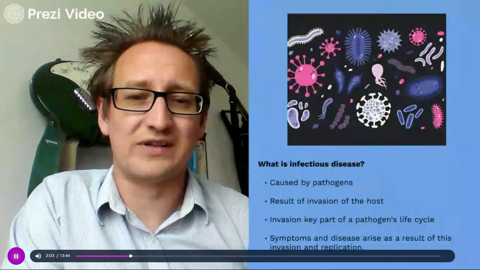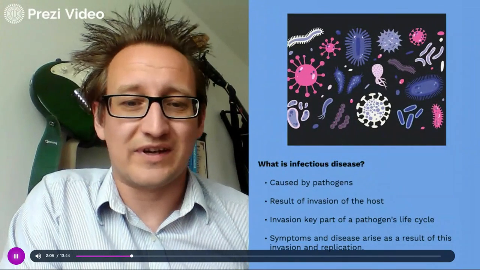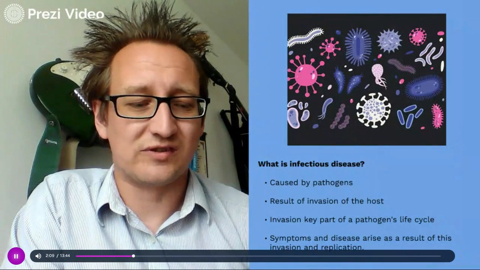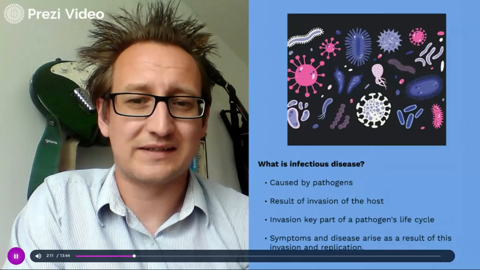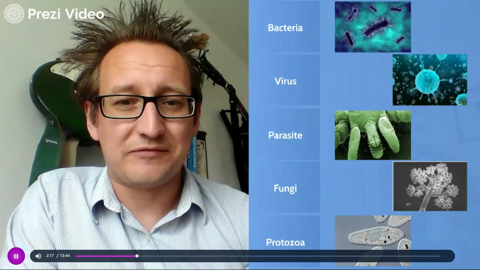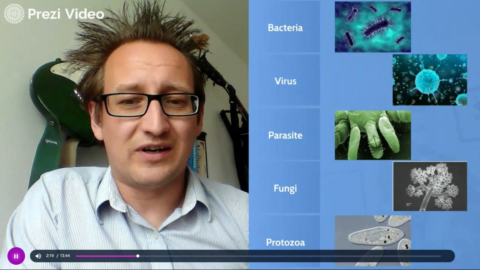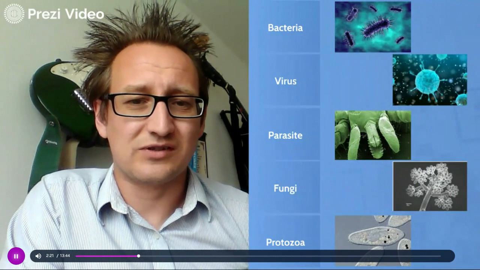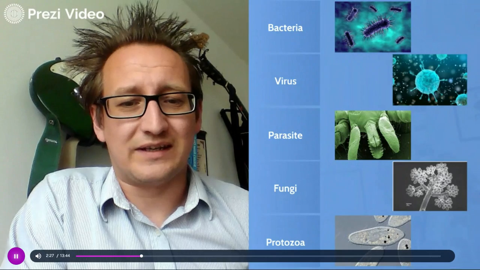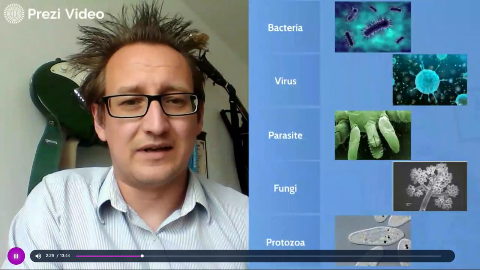Symptoms and diseases tend to arise as a result of the invasion and the replication process. And again, it's individual to each pathogen and the disease that you might select to study. So what are the different types of pathogen that we need to be comfortable with? Well, I'm going to list 5. You can break them down into smaller subsections if you want, but for the sake of this, we're going to talk about bacteria, virus, parasites, fungi, and protozoa.